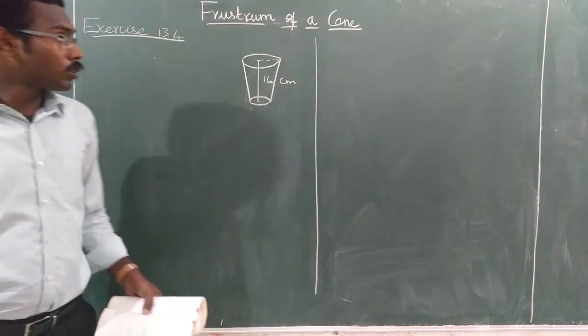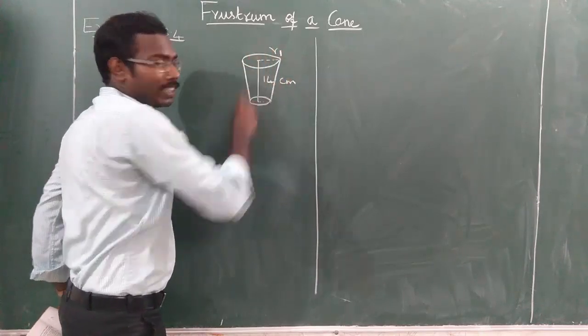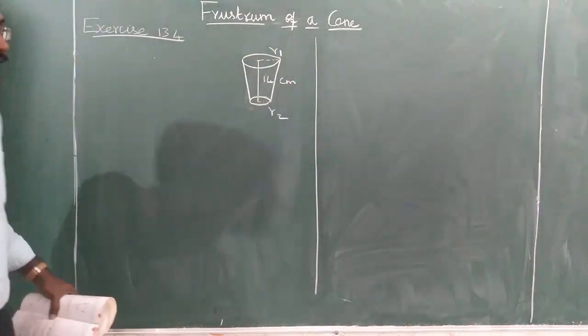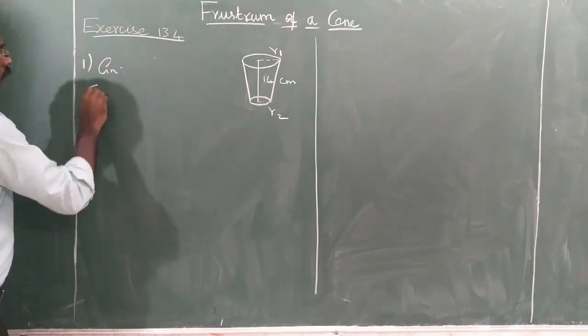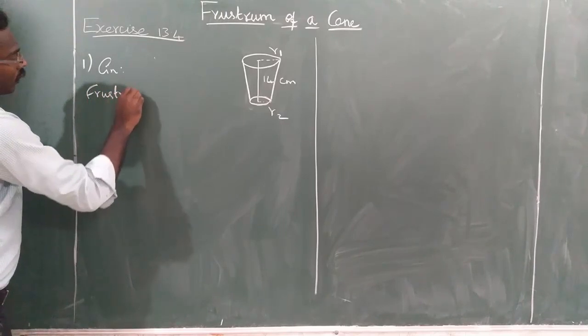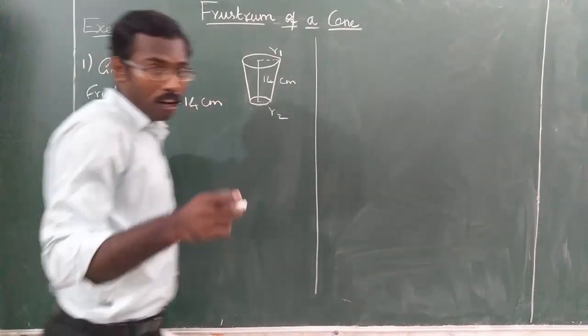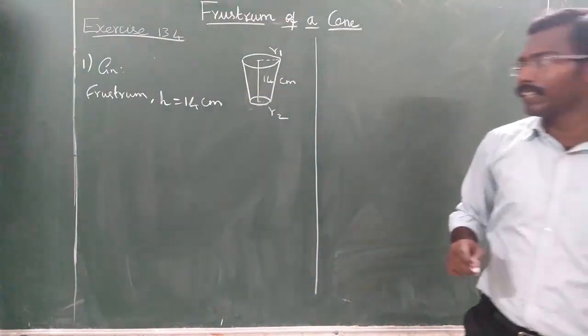So the bigger radius is R1. This is the bigger radius, so this is R1. The smaller radius is R2. First let us write the given data. Given: frustum height is equal to 14 centimeter. Are you all following? Okay. So height is equal to 14 centimeter.